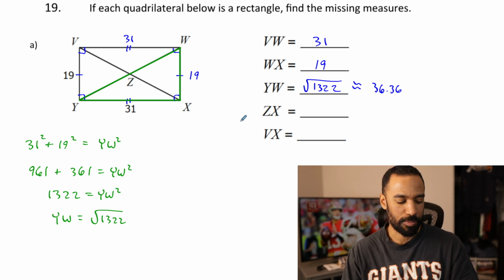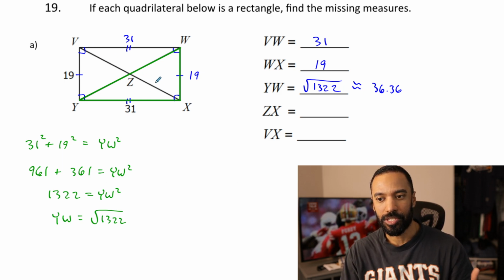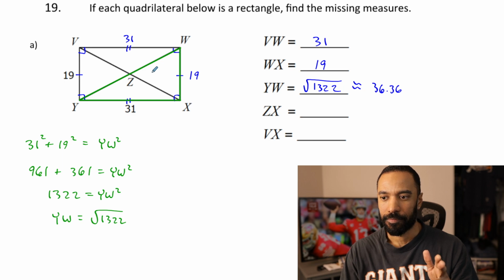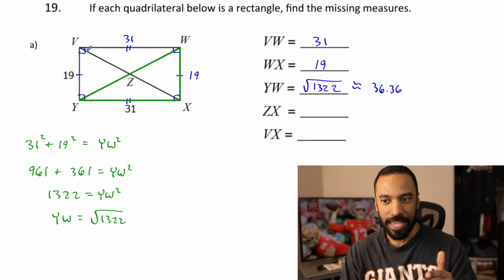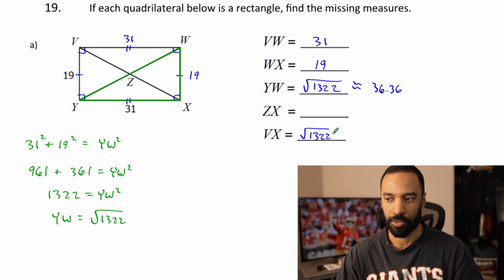Around 36.36. ZX would be half of this. So here's the thing, and listen, I'm going to answer VX first. VX is the same as YW. This is also going to be root 1322, okay?